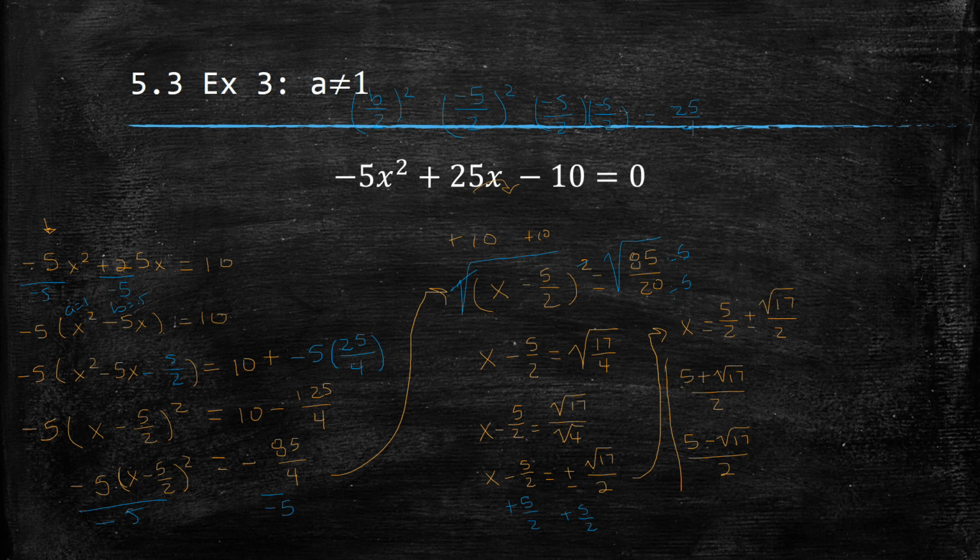Okay, so these are going to be your answers here. You can also give it to me x is equal to 5 plus or minus the square root of 17 over 2. Okay, so either or is fine. I'll take both of them up.